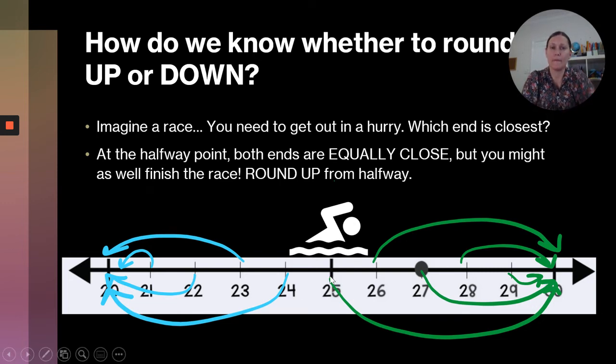So, if I've made it halfway down the pool, what do I do? I am feeling sick, I need to get out of this pool, but I'm halfway between the two ends. Do I turn around and go back to the start, or do I just push on now and finish the race? It's the same distance both ways, so why wouldn't I just push on and finish the race? And that's what we think about when we think about rounding. Once you get to the halfway mark, you might as well just go on to the next number. And we always round that halfway point up.